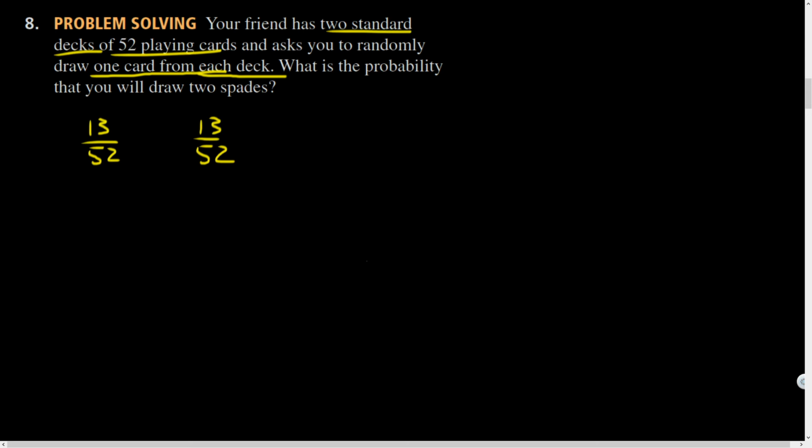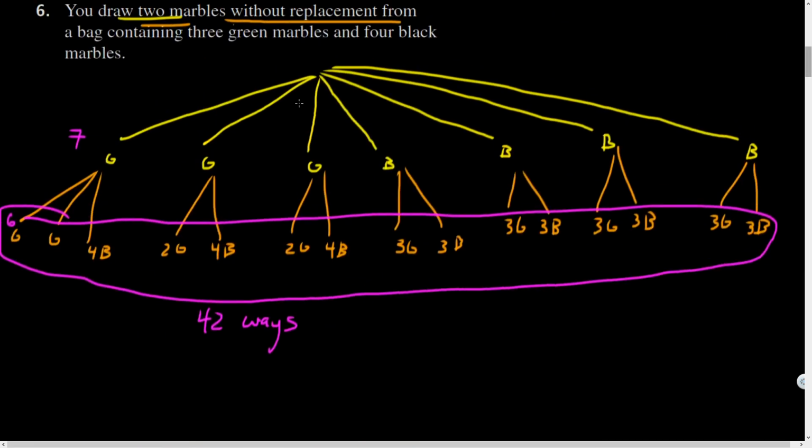Draw 2 spades. So it would be 1/4 times 1/4, right? Which is 1/16. I don't like that I'm teaching you this way. Yeah. So there's a 1 out of 4 chance that you'd get a spade on the first one, and a 1 out of 4 chance that you'd get a spade on the second one.